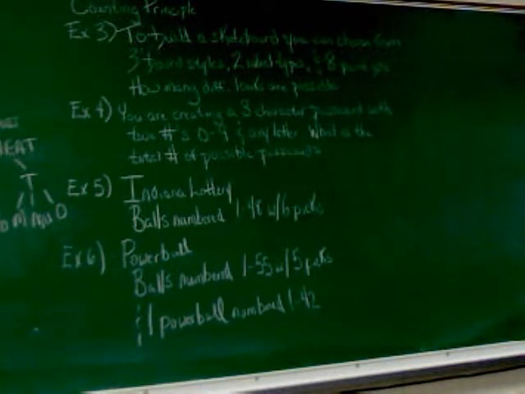With the counting principle, all you're really going to do is multiply together each number of choices for each level. And that'll give you the same type of numerical answer that we came up with in 1 and 2. So example 3 says, to build a skateboard, you can choose from 3 board styles, 2 wheel types, and 8 paint jobs. How many different looks are possible?